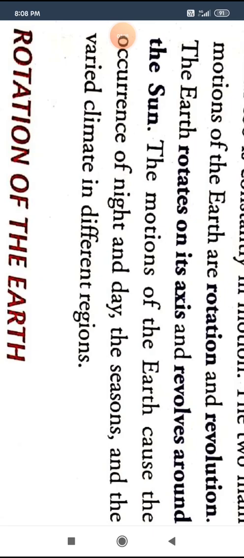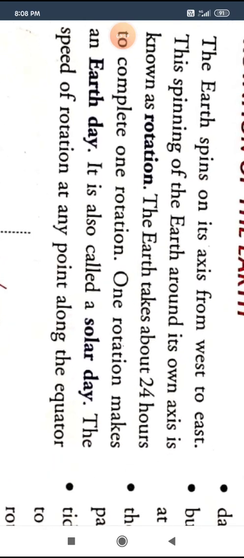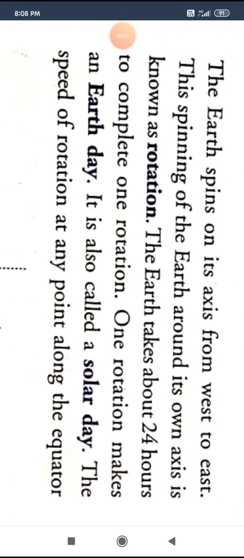Now the first one is what? Rotation of the Earth. The Earth spins on its axis from west to east. Spins means moves on its axis from west to east, not east to west. The spinning of the Earth around its own axis is known as rotation, as I explained previously.